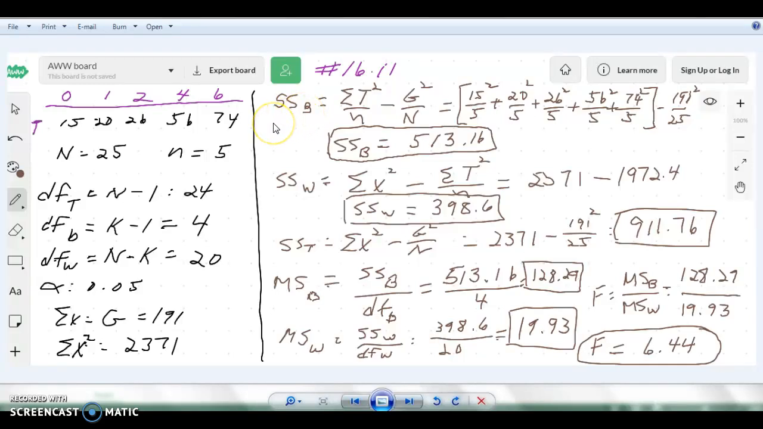This screencast is part 2 of 2 screencasts that walk us through item number 16.11 from the text. In the last screencast I left off here, where I have all of the work shown that led us to the F statistic of 6.44. Basically, this is similar to our T score from a previous chapter, and we compare it to a critical T value. And how we do that is this.